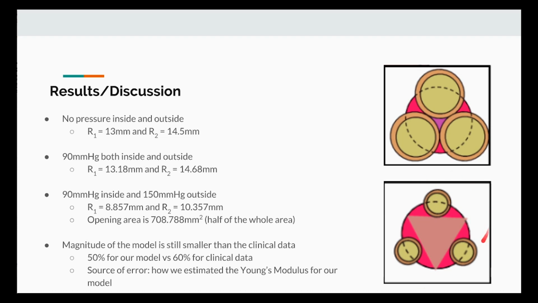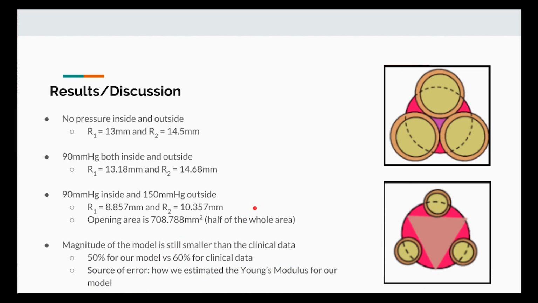And we calculated the opening area of the valve to be approximately 710 mm squared, which is half of the original cross-sectional area. Our model provided a slight underestimation of the opening area, and this may be caused by the rough estimation we made for the Young's modulus.